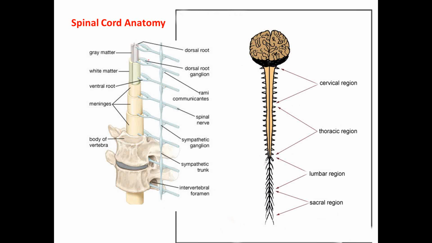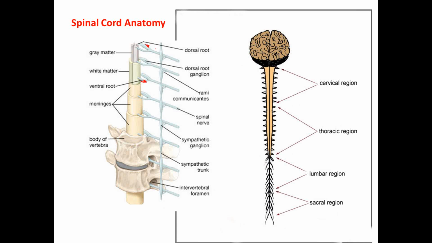And we can see very clearly that each spinal nerve is attached to the spinal cord via a dorsal root and via a ventral root. Okay, so this is the ventral root here, effectively facing the front of the body, and this is the dorsal root, effectively facing the back of the body.